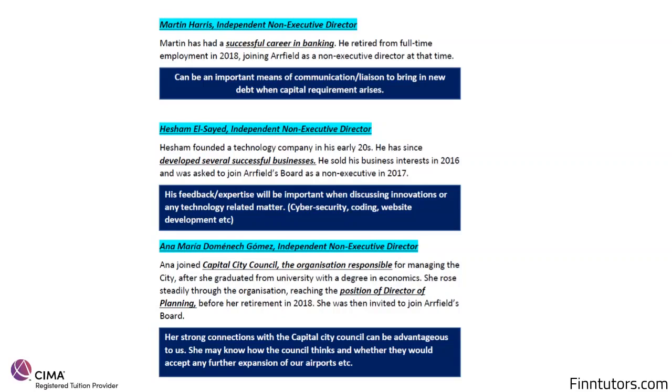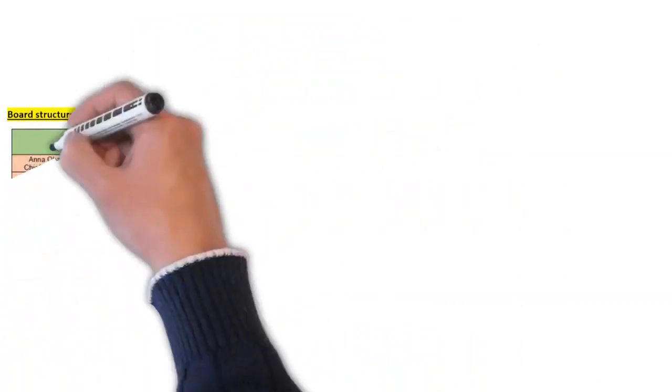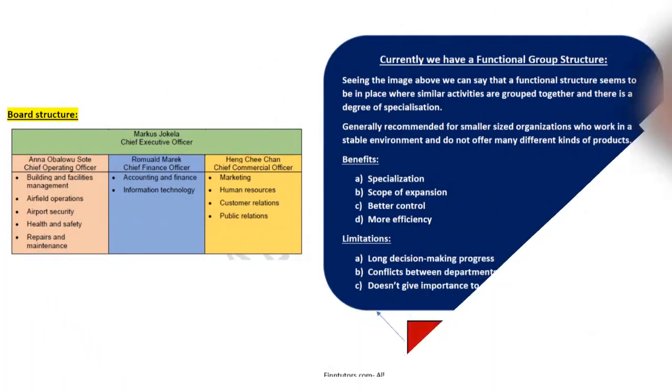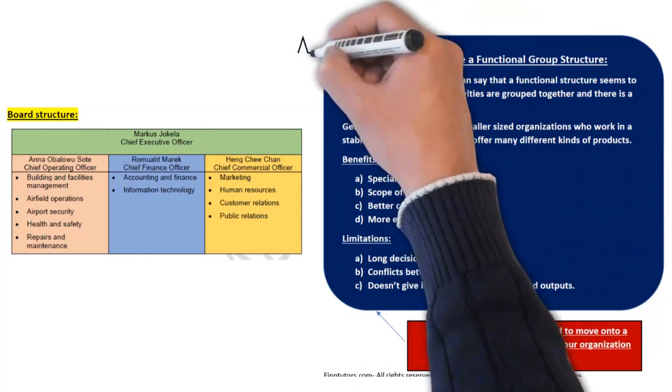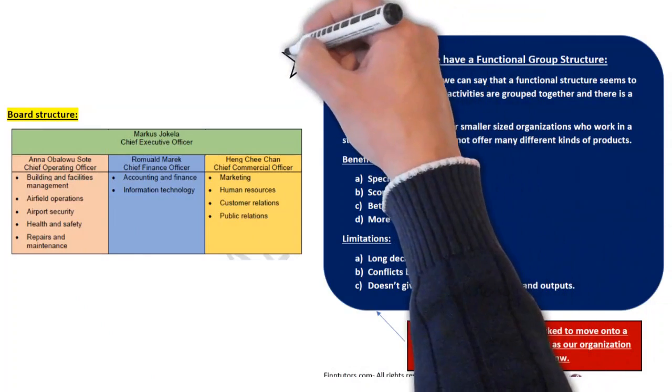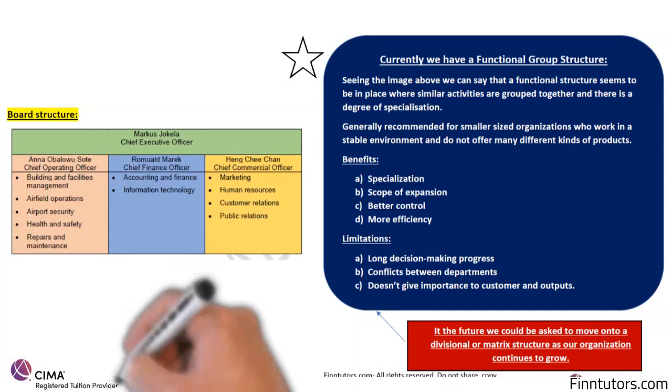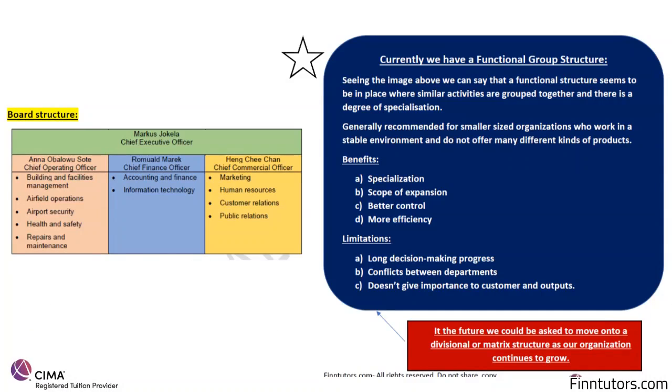So until now, we have spoken about our board of directors. We will now speak about the structure of my organization. We already spoke about the hierarchy that exists in our organization, which is further evidenced by the diagram that you see here. So there is Marcus Jokela, who is the chief executive officer. He comes at the top.